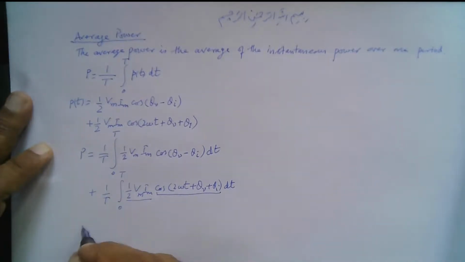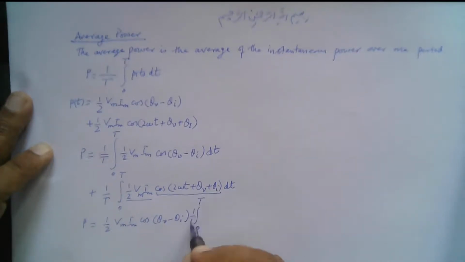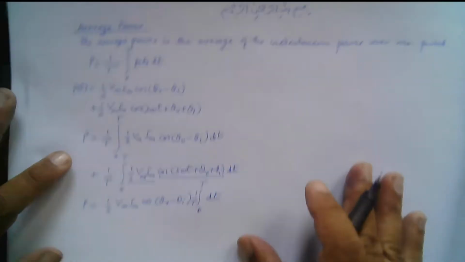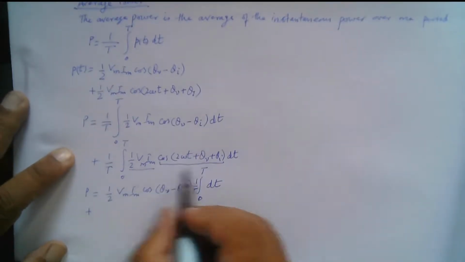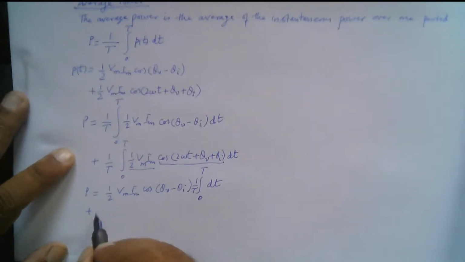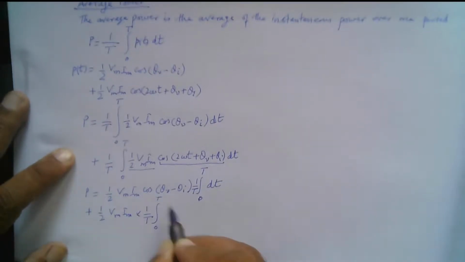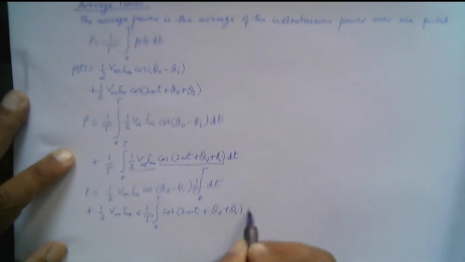So we can write it like this: P is equal to 1 by 2 Vm Im cos theta v minus theta I, and we integrate from 0 to capital T. This is 1 over T here also, 0 to T and dt, right? And plus this term, which is constant, 1 by 2 Vm Im, this is 1 over T, 0 to T, and this is cos 2 omega t plus theta v plus theta I dt.